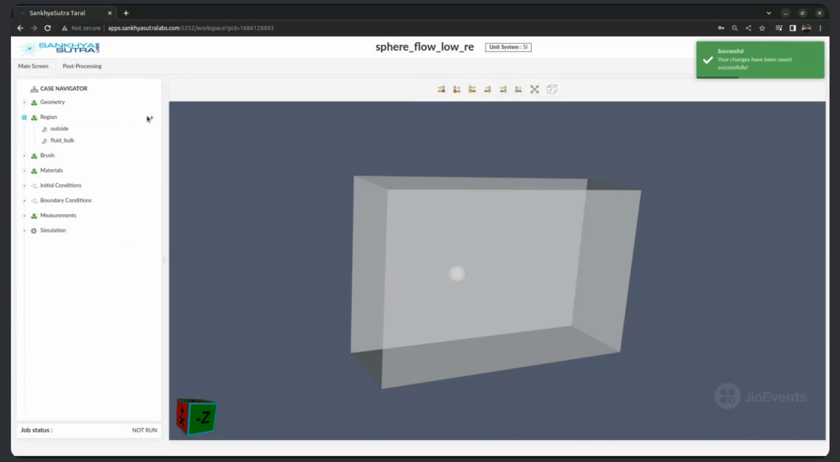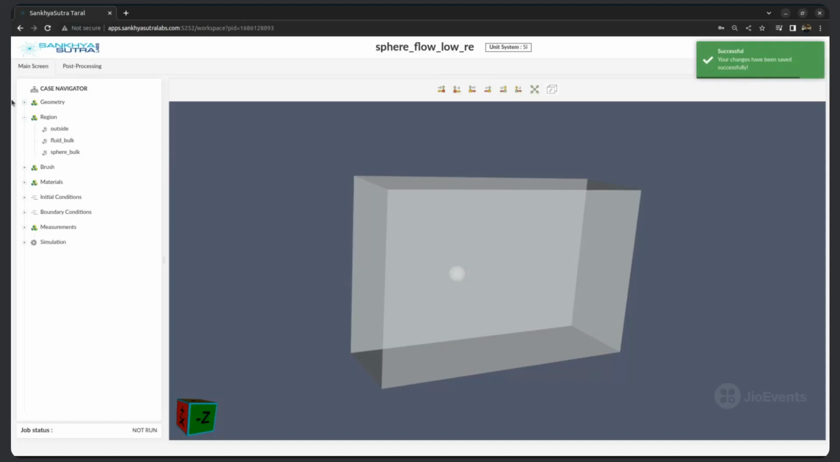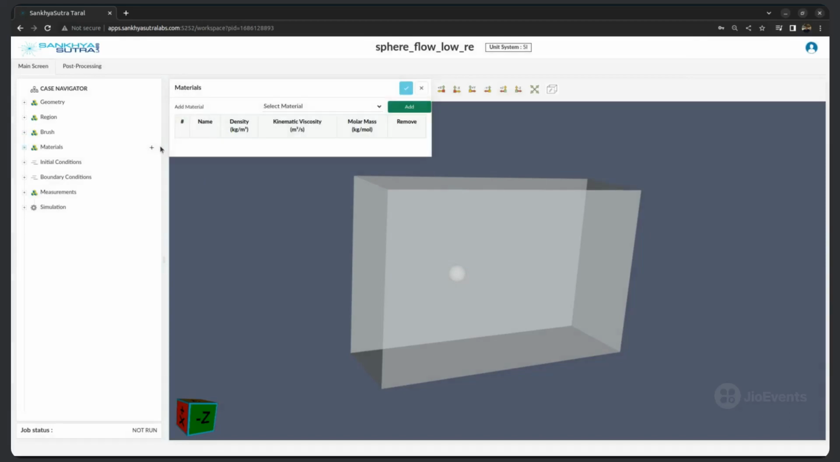And then I add the third and last region, which is the bulk of the sphere. Now 0, 0, 0 is already inside the sphere, so I'll just leave it as it is. So now I finished setting up the region. The next thing to do, if you want, is to set up those area brushes. So area brush is a region where you want a specific resolution to be applied. I don't want that in this case, so I'll just skip that. But if you want to, in your case, you can do it.